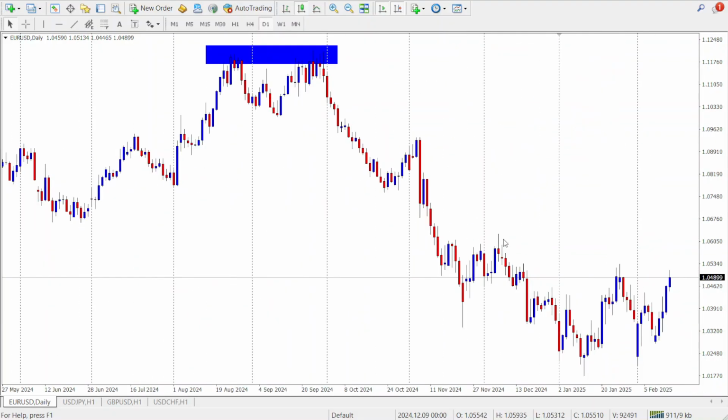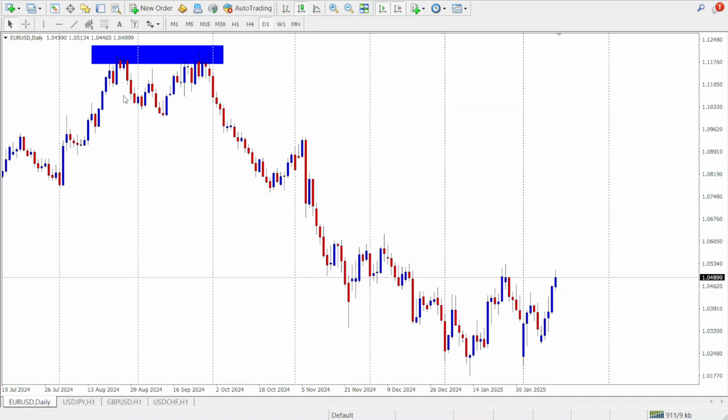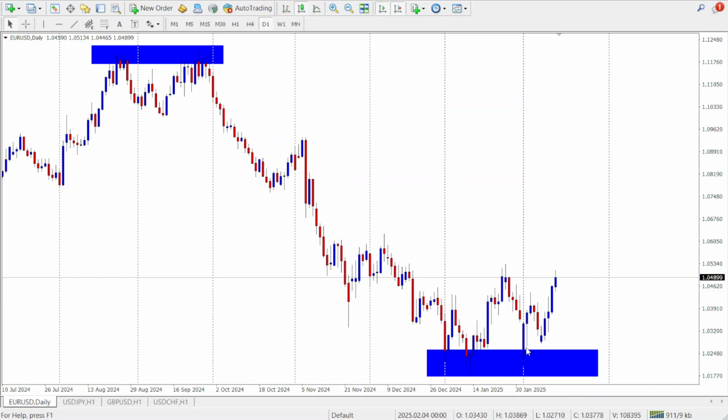On the other hand, demand zones are areas where buyers take control and drive the price up. They act as support levels where price tends to bounce. So these zones are created when price moves aggressively in one direction, leaving behind an imbalance between buyers and sellers. Smart traders use these zones to anticipate high probability trades instead of chasing random price moves. When scalping, the goal is to identify these zones and catch quick reversals with minimal risk.